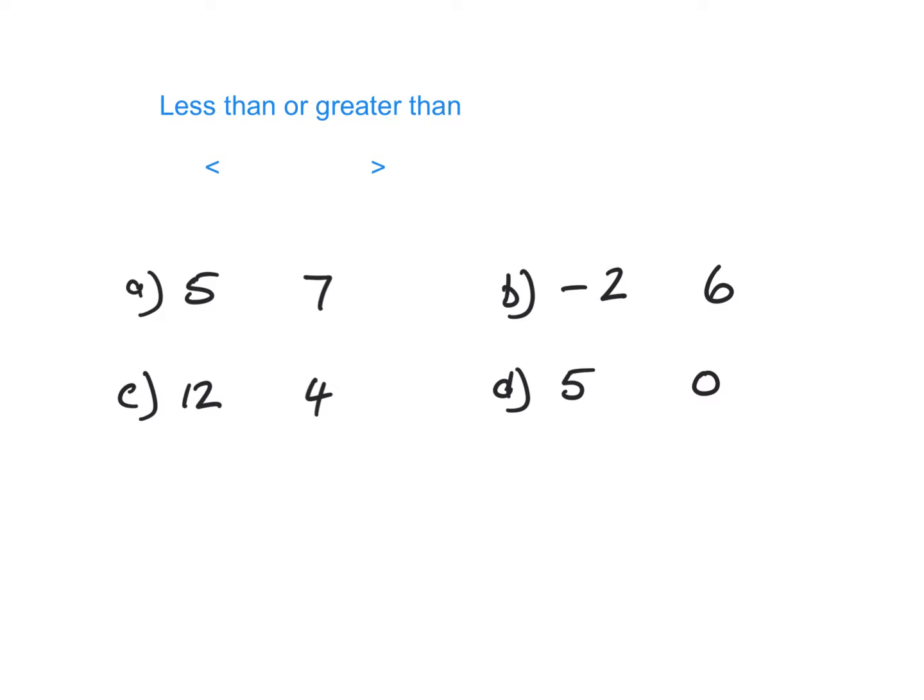Right, how did you go? Well, let's look at A. So 5 and 7. So 5 is less than 7. B, -2 is less than 6. 12 is greater than 4. And 5 is greater than 0. Those should have been your answers.